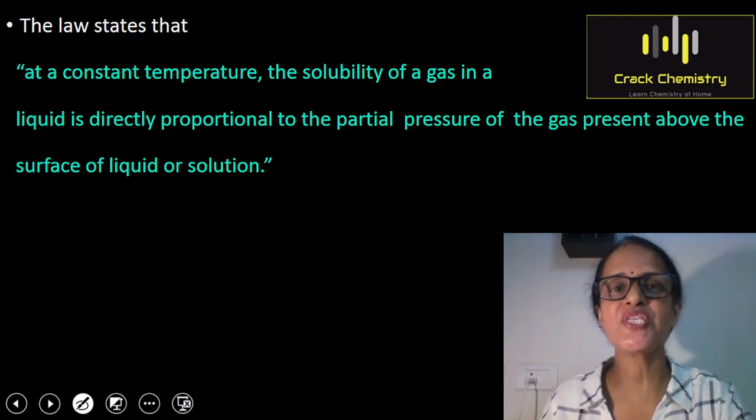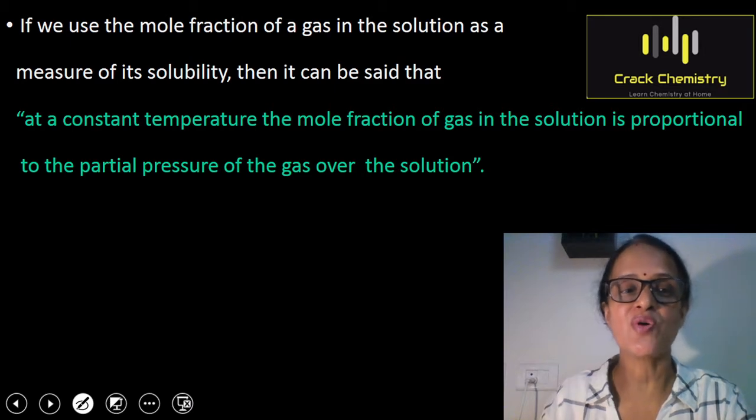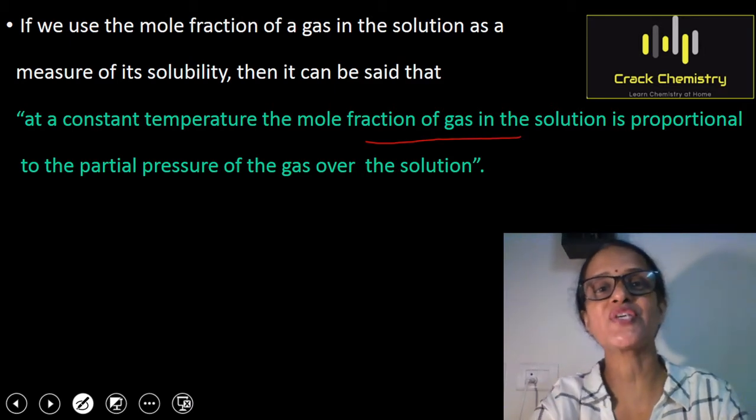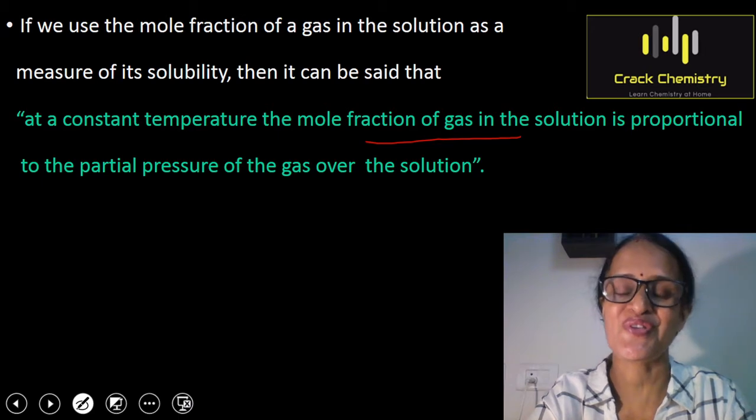So there is not much difference. In the first way, we expressed the word solubility, and in the second way, we represented solubility in terms of mole fraction. So we said that at a constant temperature, the mole fraction of a gas in a solution is directly proportional to the partial pressure of the gas present above the surface of the solution.